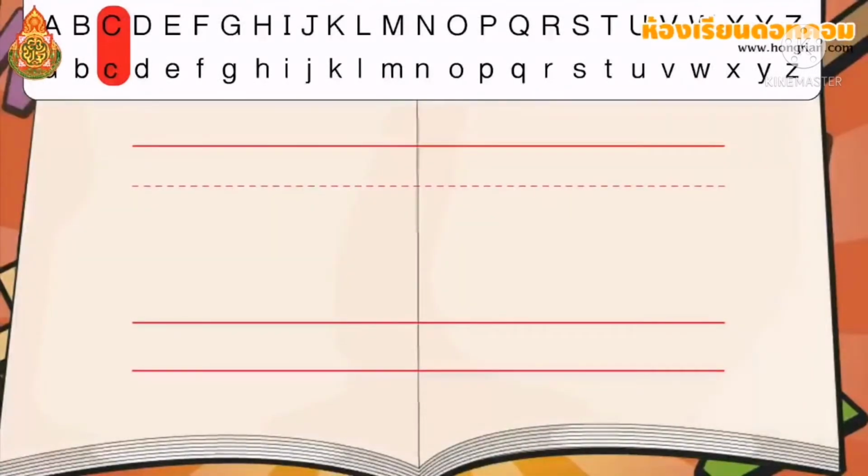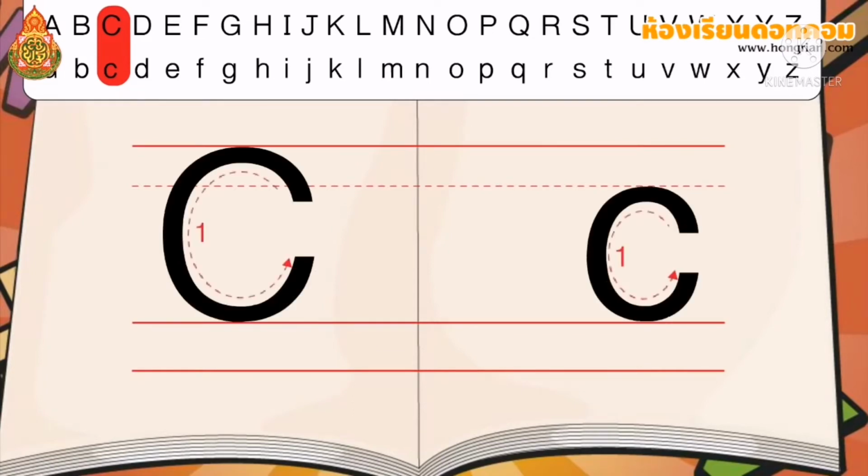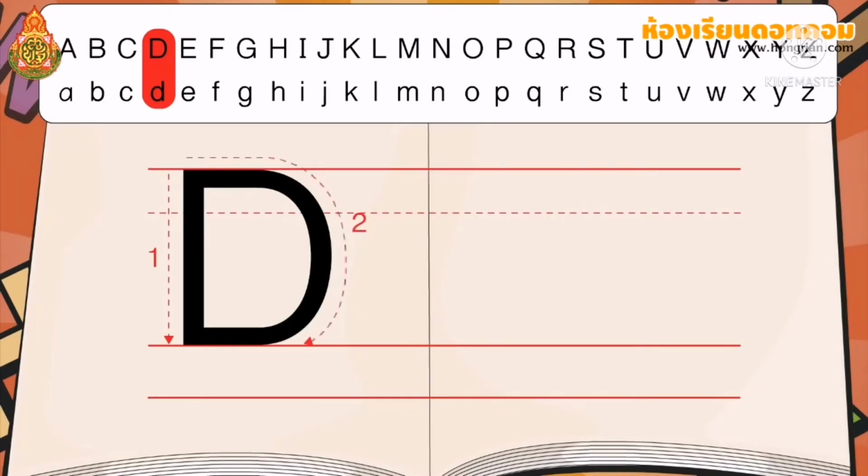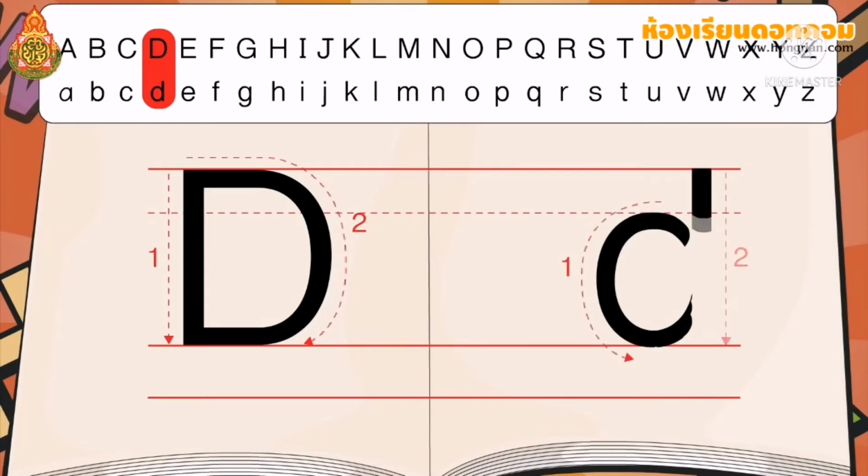Next is C. ทั้ง capital letter และ small letter เขียนเหมือนกันเลยค่ะ เพียงแค่ small letter C จะตัวเล็กกว่า capital letter C มีแค่เส้นที่1ค่ะ Next, capital letter D. Start with 1 and 2, and small letter D. Start with 1 and 2.